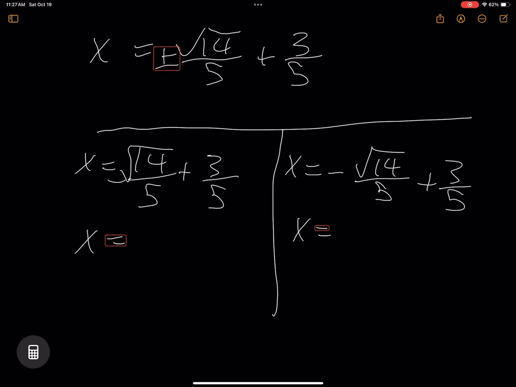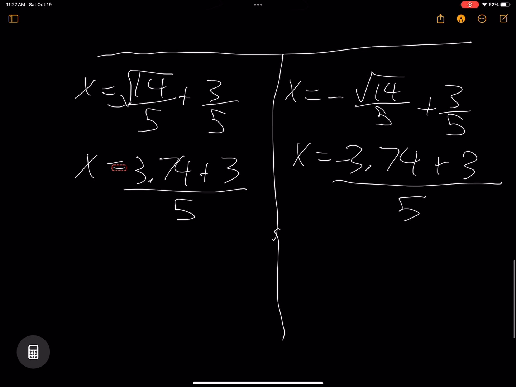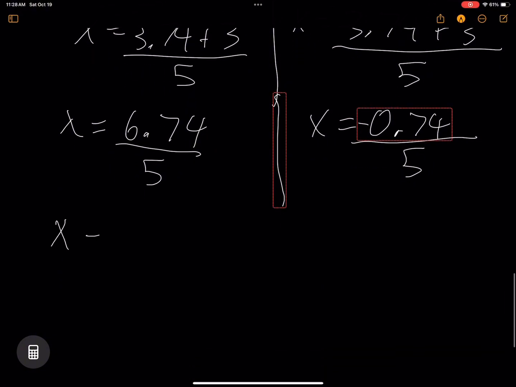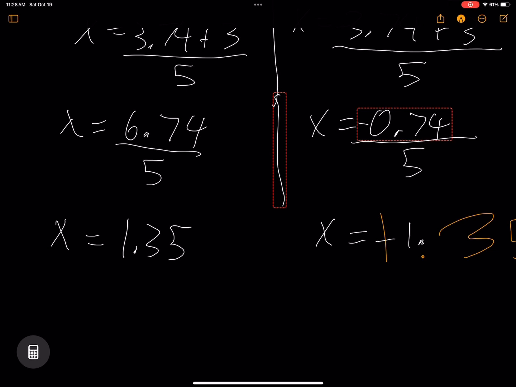So x is equal to, let's check the square root of 14 quickly, 3.74 plus 3 over 5. So now, on the first side again, x is equal to 6.74 over 5. And on the second side, x is equal to negative 0.74 over 5. Now, using this, we have gotten both of our roots, but let's simplify further. So the first one, x is equal to 1.35, and on the second one, x is equal to negative 0.15, I mean. And that is the two roots that we have.